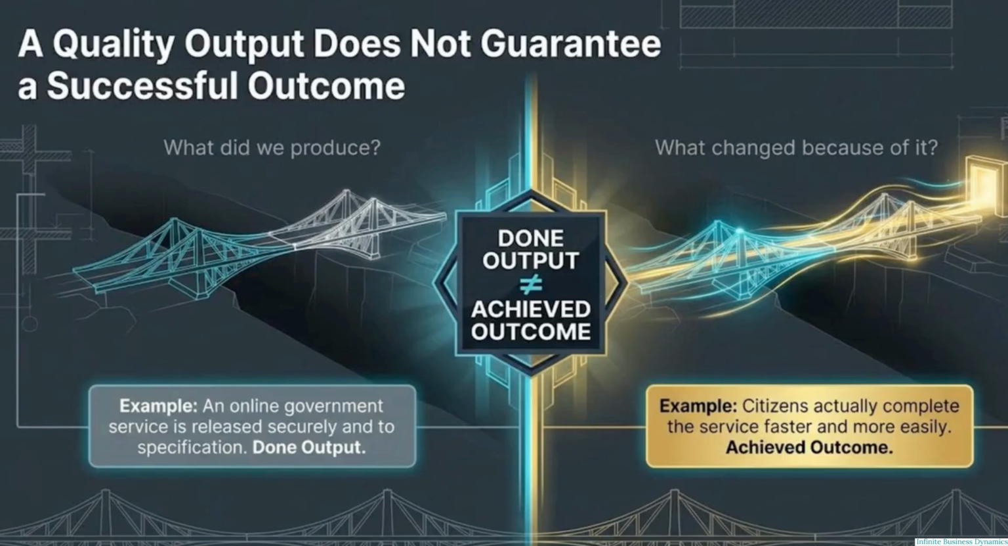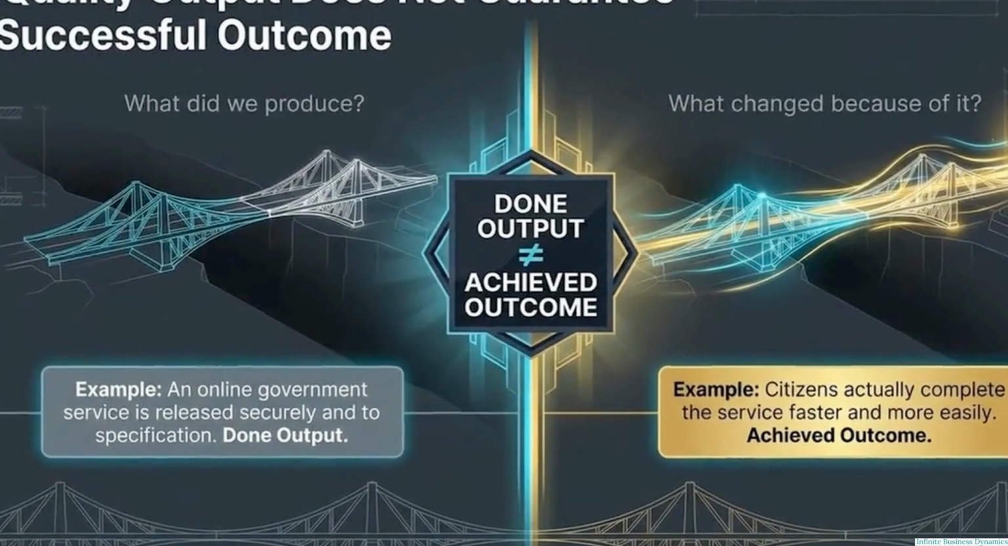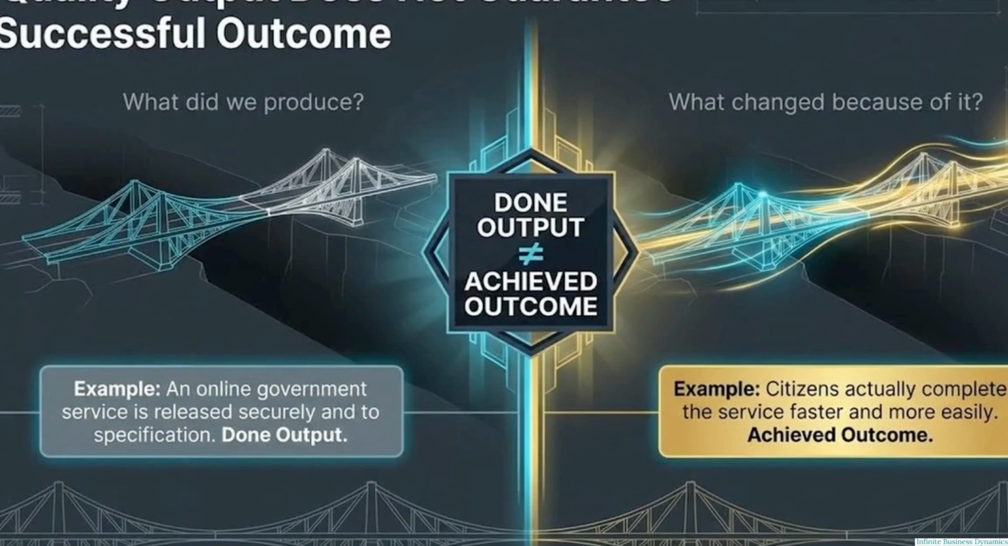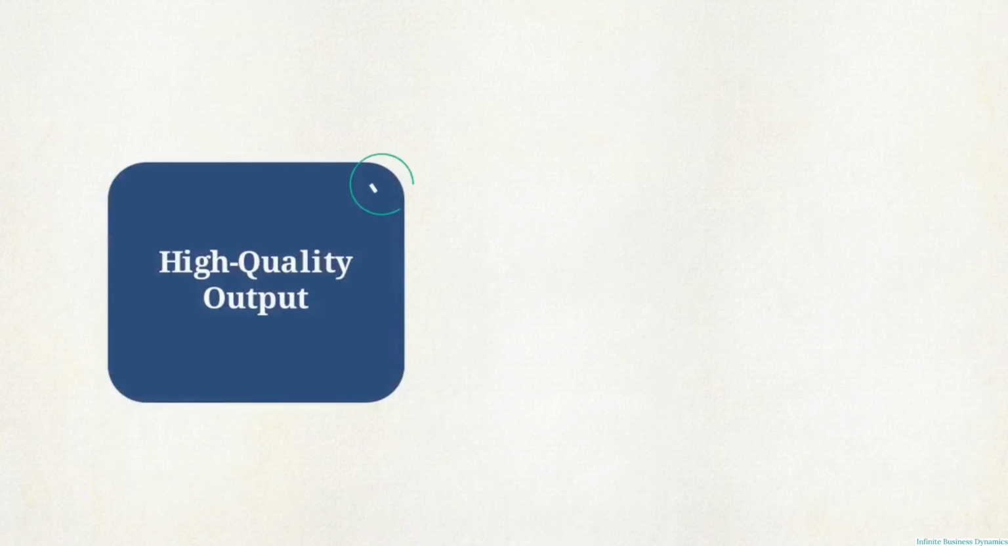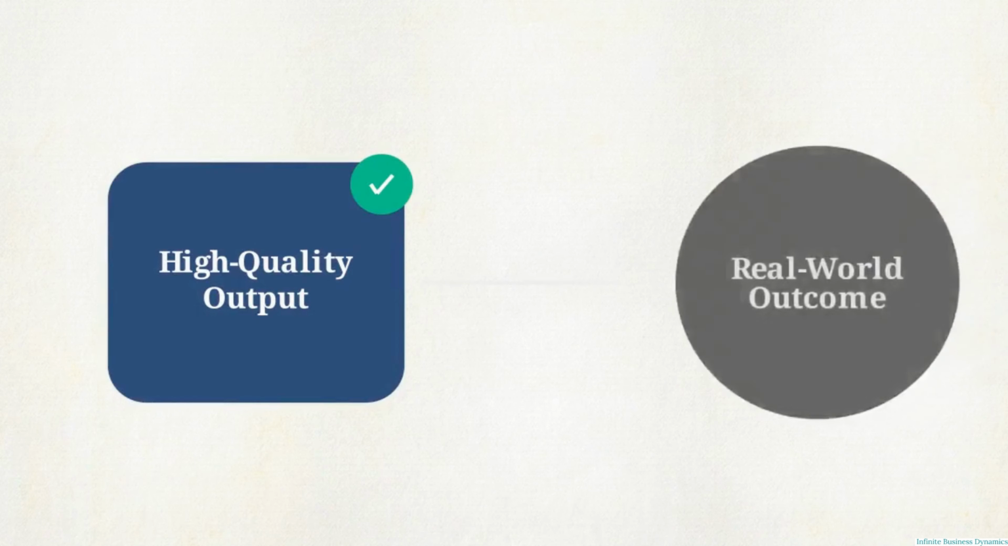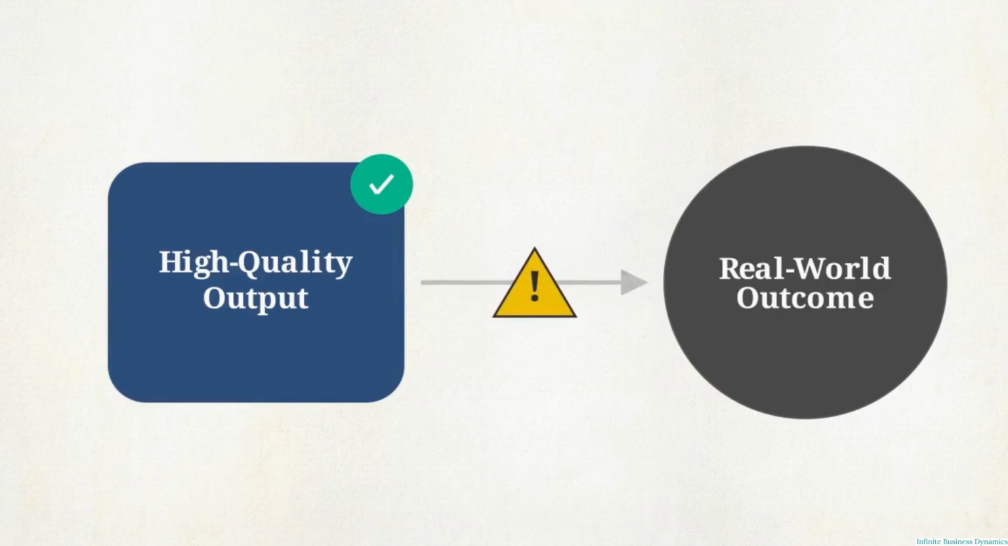This diagram isolates the disconnect. Notice the stark boundary between the gray done output bridge and the glowing achieved outcome path. Releasing a government service to specification proves you produced an output, but not that citizens can complete it faster. Producing a high-quality technical output is a baseline requirement, but it is completely insufficient if it does not guarantee a successful real-world outcome.